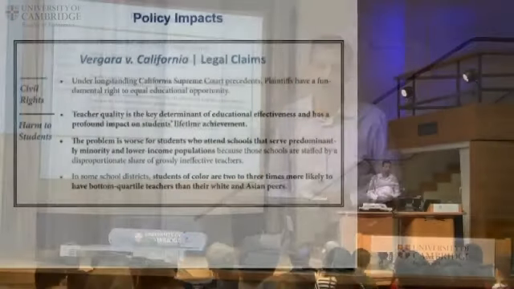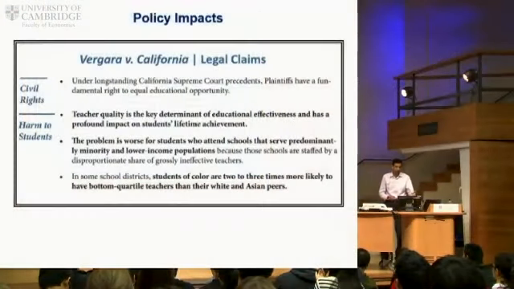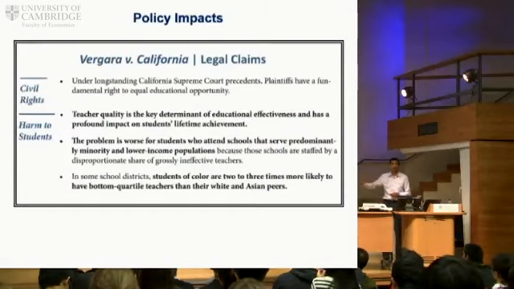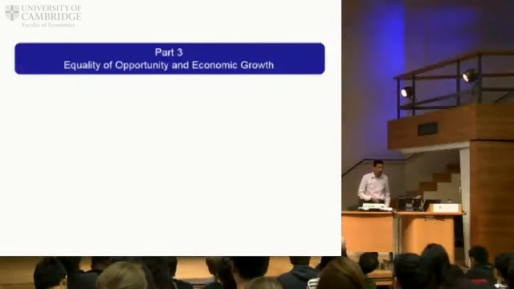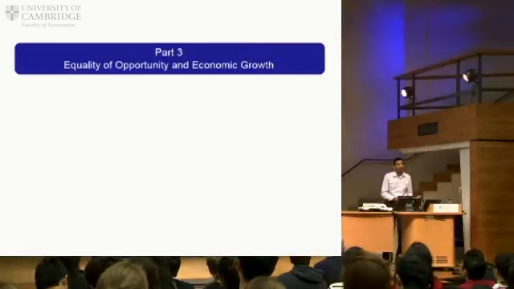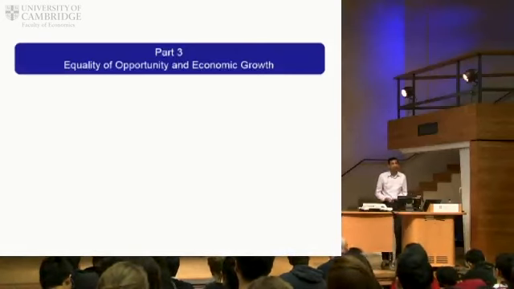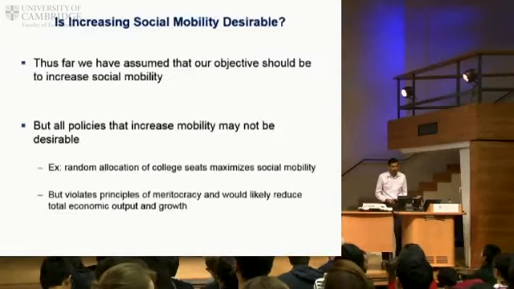So on the basis of this type of evidence, there's a lawsuit which ultimately was decided in favor of the plaintiff, arguing that teacher quality is really important. We should change these laws to try to reduce the amount of inequity in education and ultimately improve social mobility and so on. Okay, so the last set of issues that I'll discuss more briefly are the implications of equality of opportunity for economic growth.